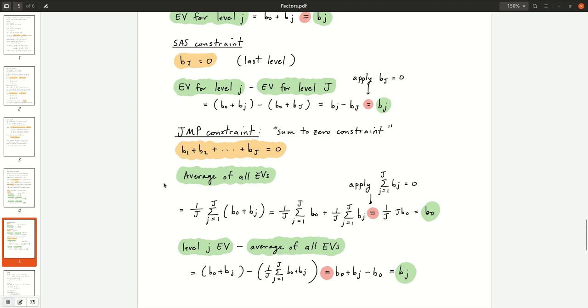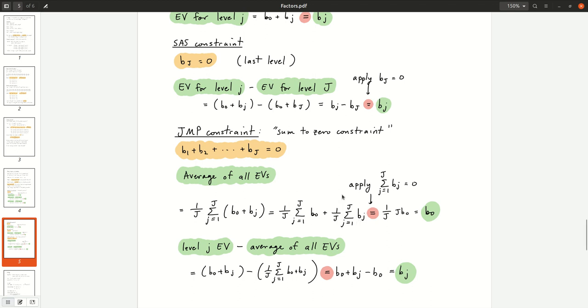So figuring out the interpretation of the parameters here is a little bit more complicated, but people have figured this out, so I'll show you how this works. If you look at the average of all capital J expected values, well, the lowercase jth one is b0 plus bj. So to get the average, you sum them up over lowercase j, and you divide by capital J. So this is the average of all the expected values. Now I can separate this. This is 1 over capital J sum b0 plus 1 over capital J sum bj.